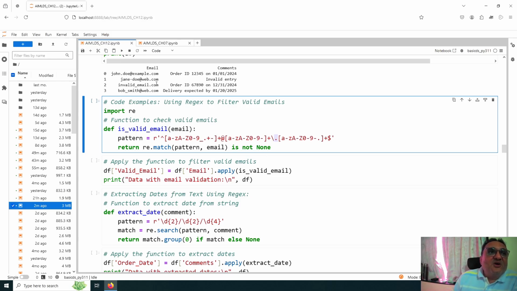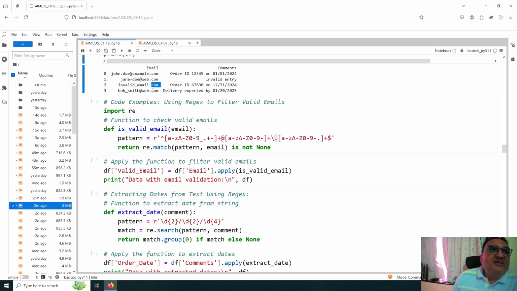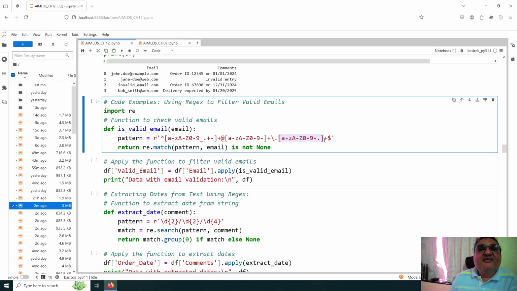Then after the dot, what can be there? Gmail.com, then com, org, then net, anything. So that is also an alphanumeric string. Okay, so that is an alphanumeric string. Now this pattern you don't need to remember.